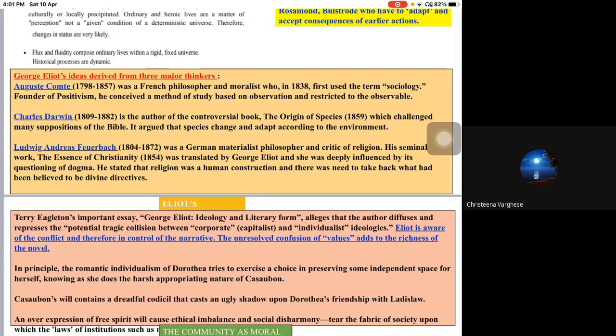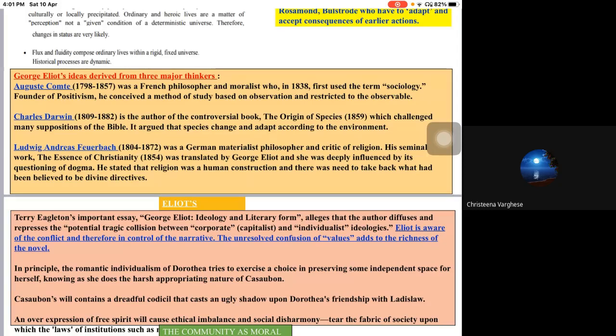influence on Eliot's ideas is Darwin. The controversial book Origin of Species, written in 1859, challenged many of the suppositions of the Bible. It argued that species change and adapt according to the environment. These were the authors and books that were speaking to her, the basis of her mental processes and mental outlook. The third author is Ludwig Andreas Feuerbach, who was a German materialist philosopher and critic of religion.